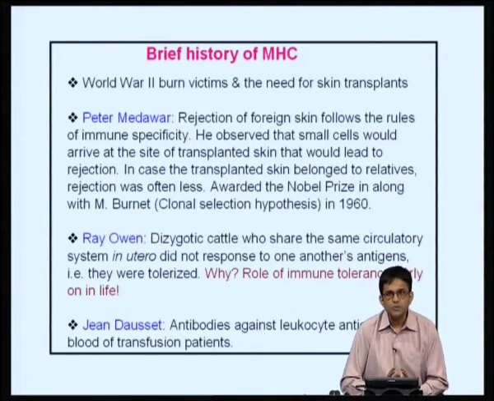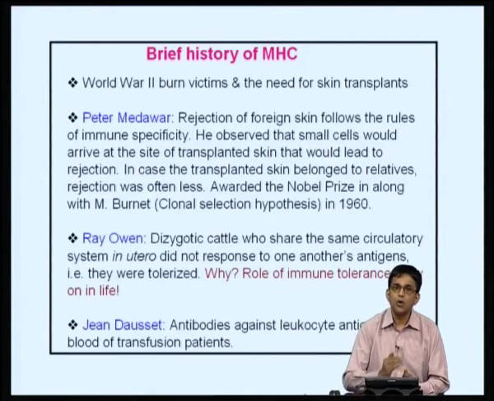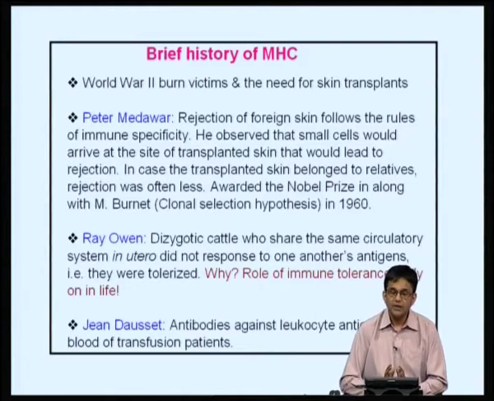And based on his observations, he was a very astute scientist. He came up with what is known as the laws of transplantation. The important aspect was, he found that if the skin transplants were done with relatives, the chances of rejection were less. So there was some matching that could be done, and that helped in improving the chances of skin acceptance.